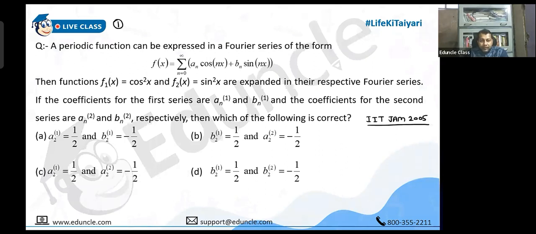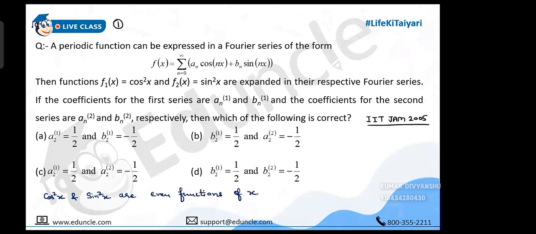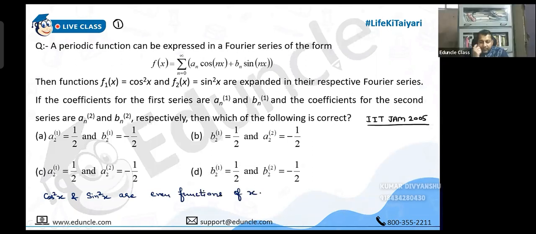Now see, it is cos square x and sin square x. So both are even functions, because it is square. So for an even function, we know that the b coefficients are 0. So it means options A, B, D are wrong and the only correct option would be C.